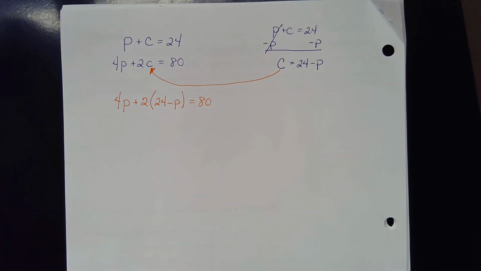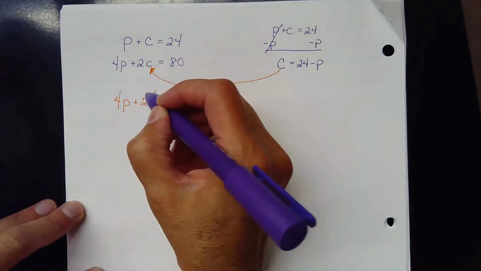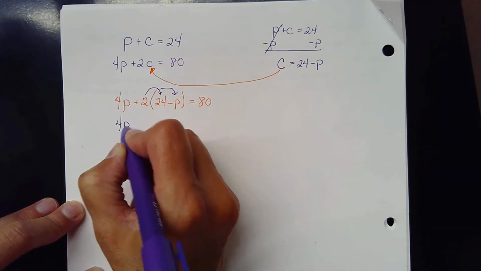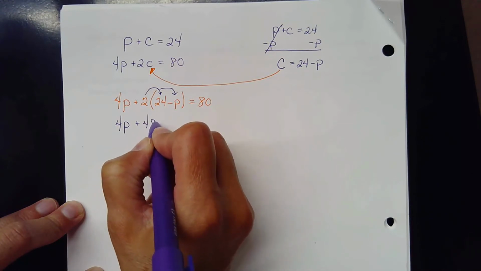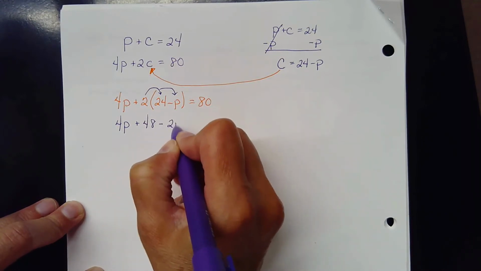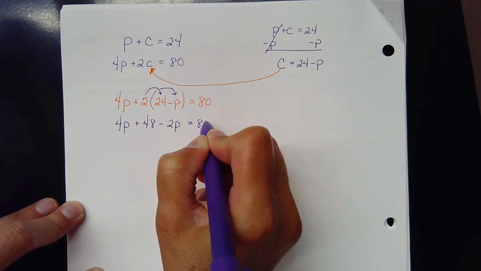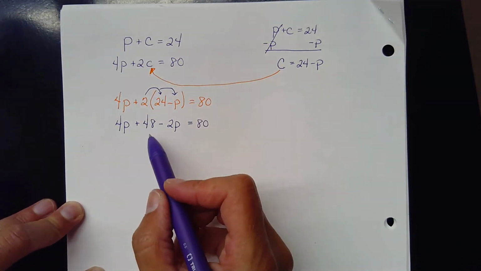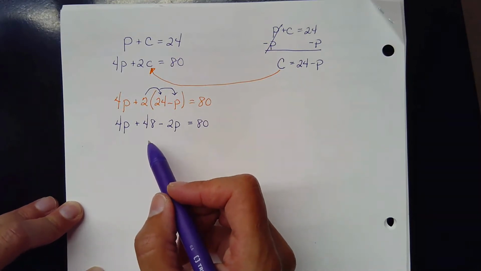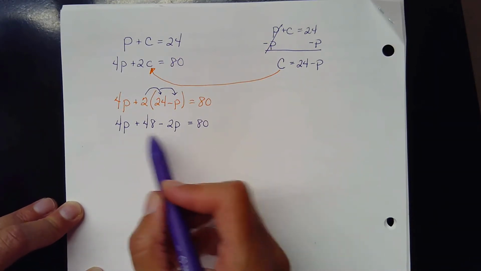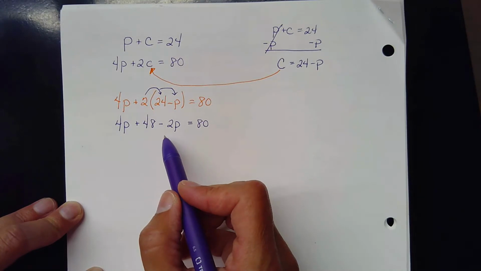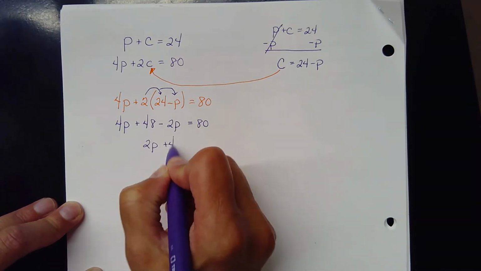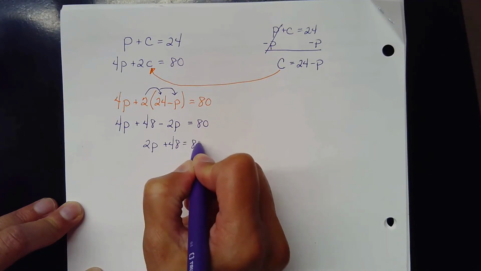Yeah, the parentheses, right? You got to distribute. So let's distribute that. So we got 4P plus 48 minus 2P equals 80. If I make a mistake, don't let me continue. I have my glasses on, but they keep steaming up, so it's kind of a lose-lose. How many P's we got? If we got 4P minus 2P, how many P's? 2P. And then plus 48 equals 80.